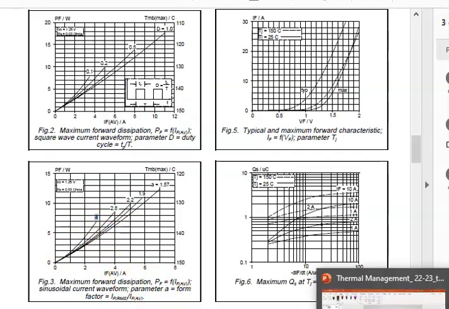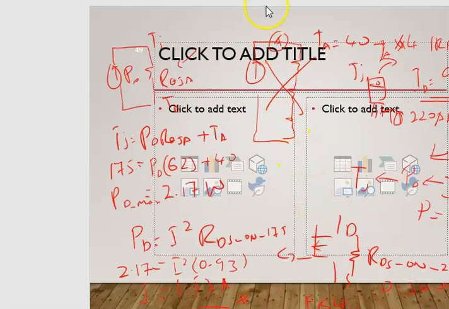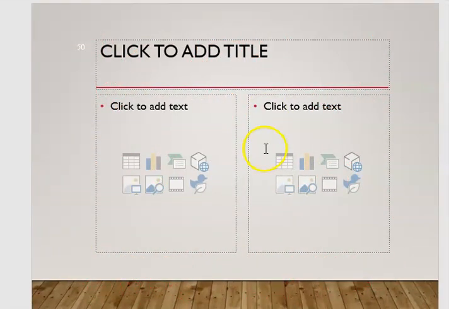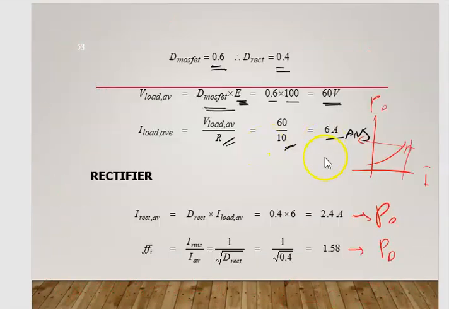So based on the example that we went through inside your notes, how to calculate the average current that goes into your rectifier. I average rectifier is defined by the duty cycle, because 60% went through your MOSFET, so the other 40%, 0.4 of the cycle, will go through your rectifier. 6 ampere average with 0.4 or 40%, so you will get 2.4 ampere average current.